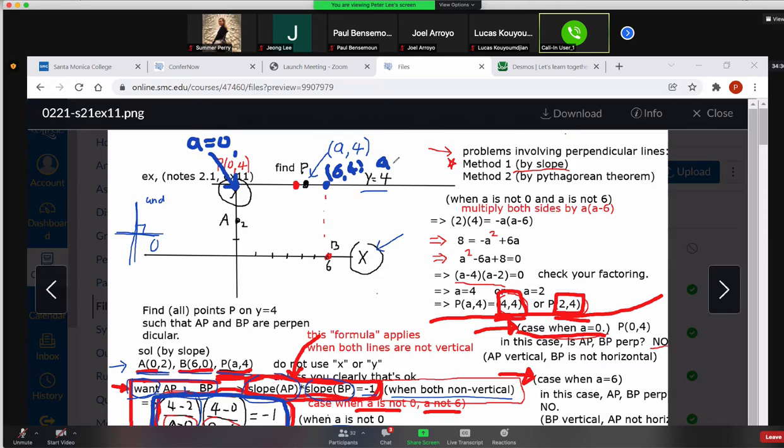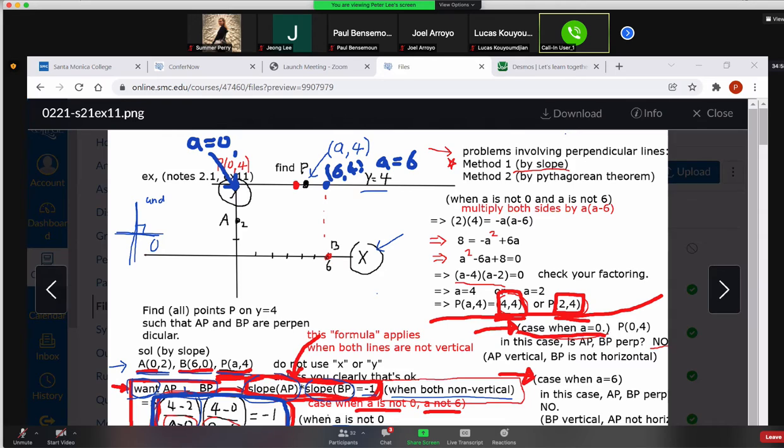So when A is equal to 6, the point in question is 6, 4. So the solution, what I'm doing right now, will consider all the points except those 2 points. The points 0, 4 and 6, 4 are excluded from the solution. At the end, I'm going to make some comments about those 2 points.